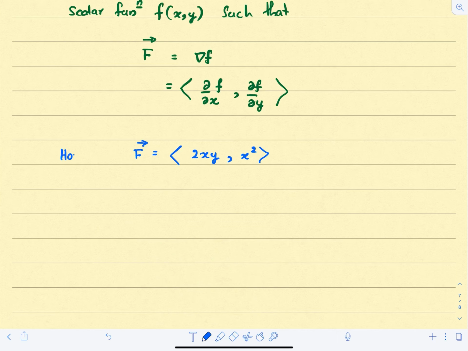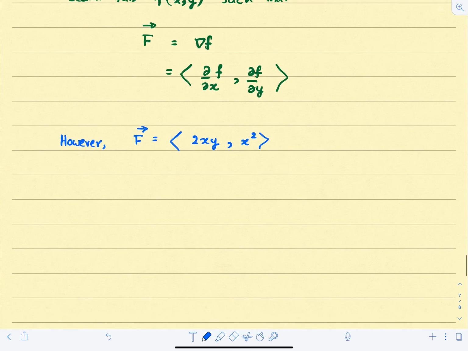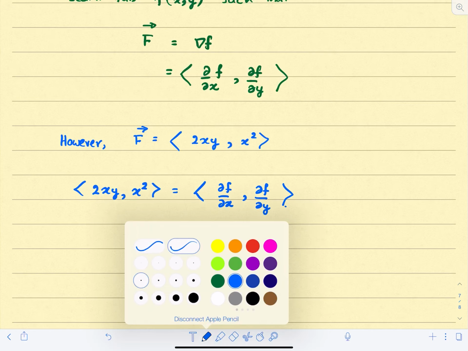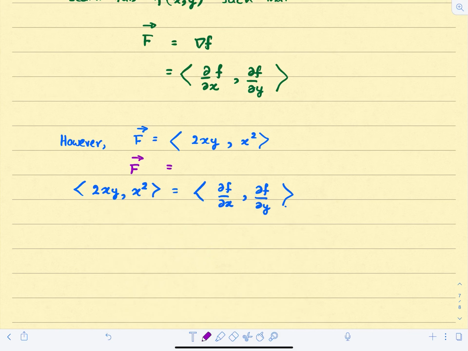The vector field f equals 2xy comma x squared. So now if you set these two equal to each other, you will get 2xy comma x squared equals partial f over partial x comma partial f over partial y. Okay, so this is your vector field f and this is your gradient of f. At the moment we do not know what little f is. That's what we are going to find out.